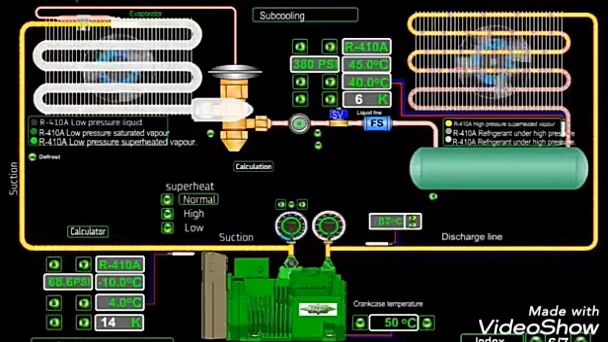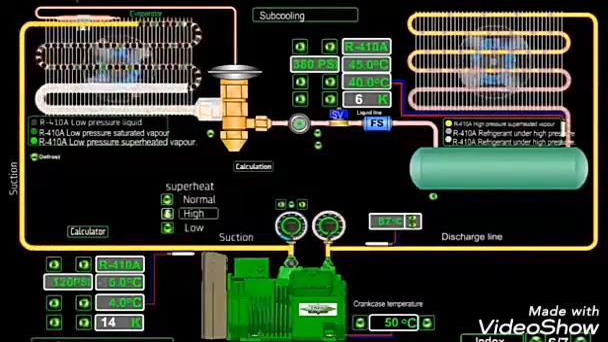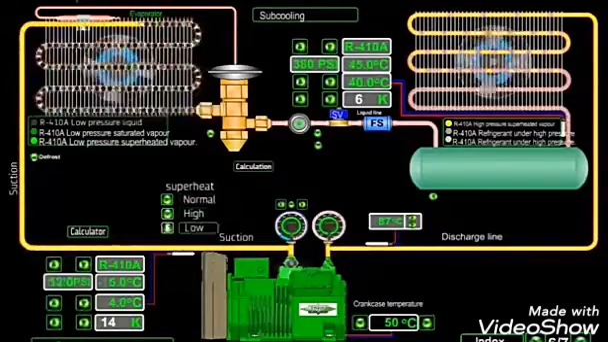How to measure the subcooling of the system. It is used with flash gases, and it is used to flow the liquids, and this type of fluid, the thermostatic expansion valve.